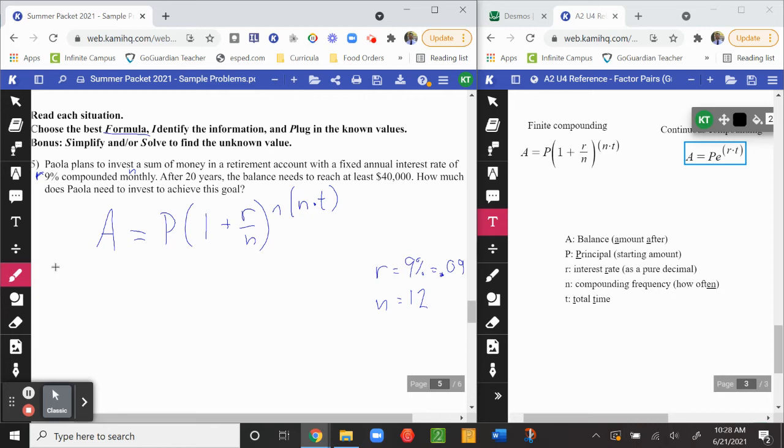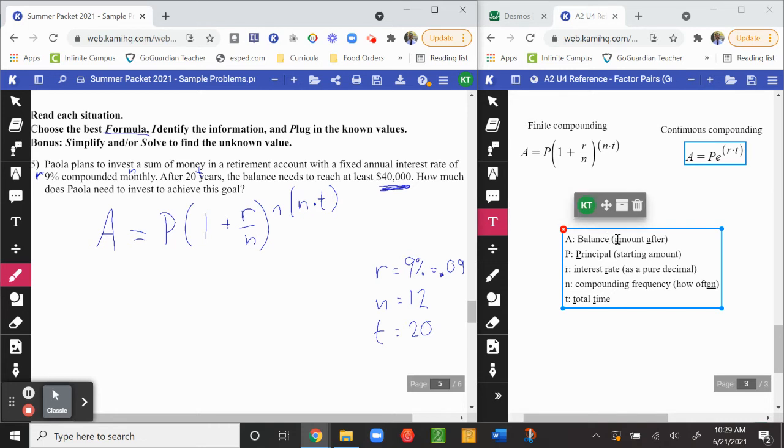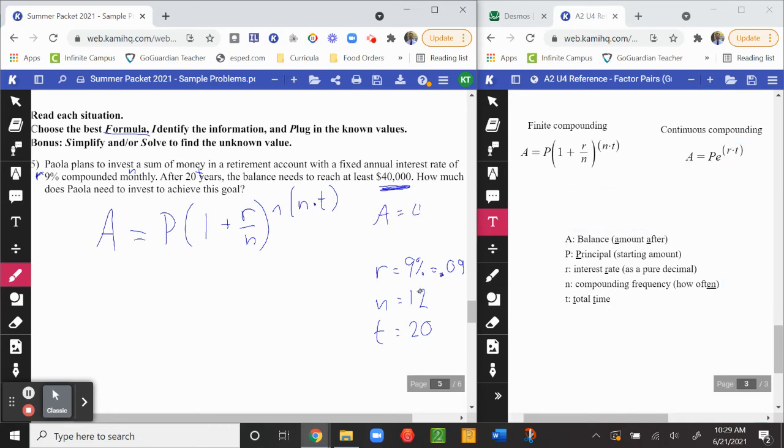After 20 years, that's time. In fact, that's the total time. The total time, t, is 20. The balance needs to reach at least $40,000. $40,000, that's in the future. It needs to reach that in 20 years, after 20 years. So that must be the amount after. So the A value is 40,000.